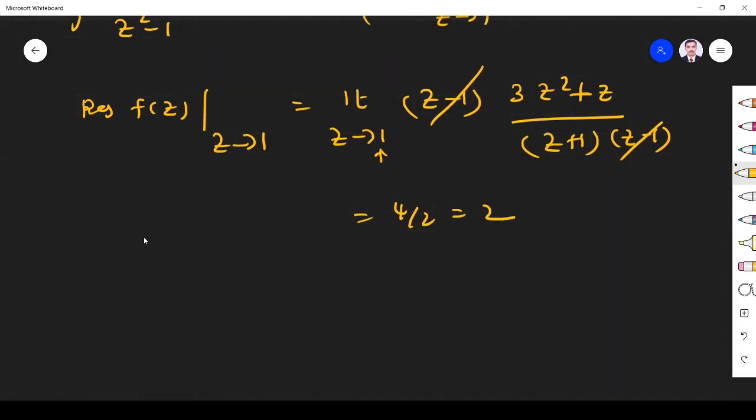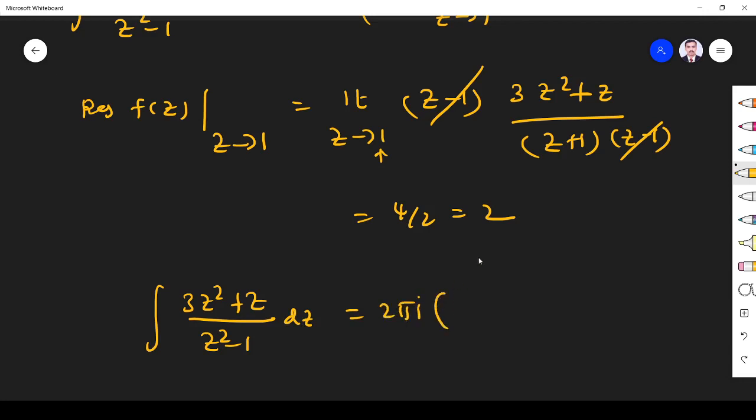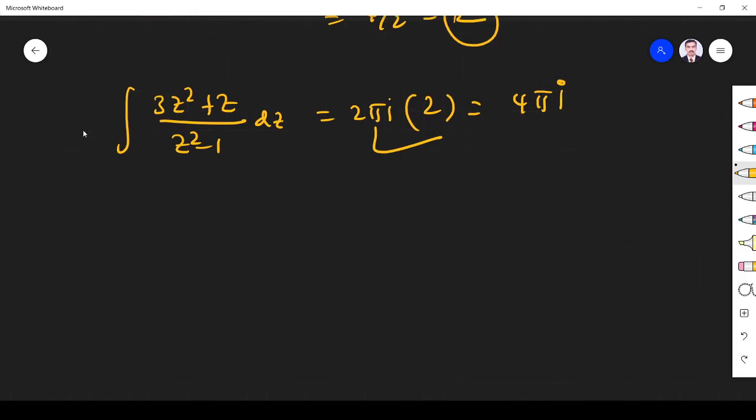So, what is my answer? The integral of (3z squared plus z) divided by (z square minus 1) dz is equal to 2 pi i into sum of residues. I have only one residue, 2. So, the answer is 4 pi i. Very simple problem. Clear? Okay, next.